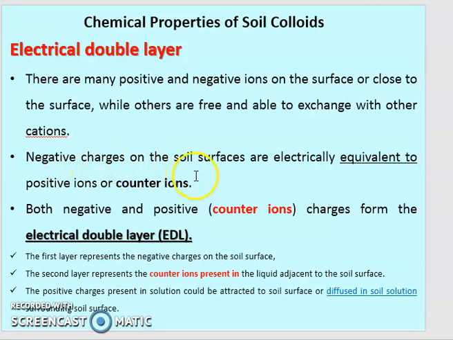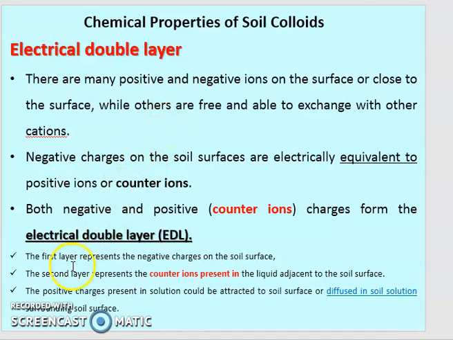Negative charge on the soil surface is electrically equivalent to positive ion or counter ion. Both the negative charge and the positive counter ion charge form the electric double layer. What do we mean by electric double layer? That you have two layers.